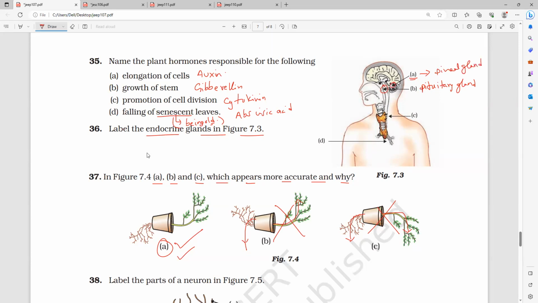Next, this one, what is it called? Inside, it is called the thyroid gland, and the gland which is present here is the thymus gland. Thymus gland. Please write it.